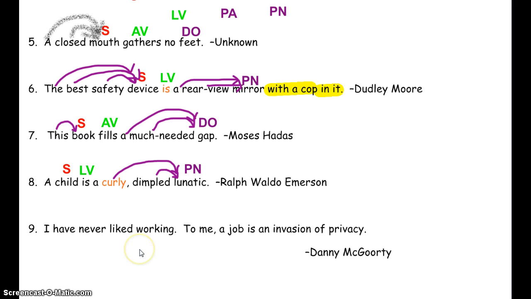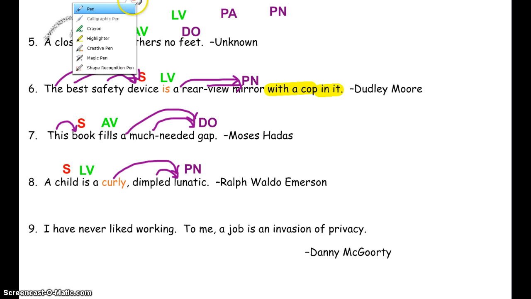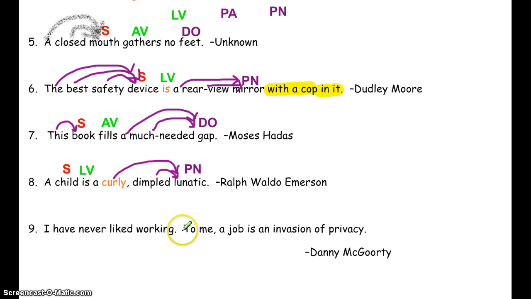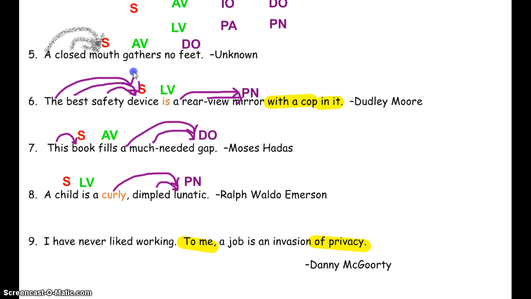I have never liked working. To me, a job is an invasion of privacy. I don't think anybody likes working. So let's see here. I see a prepositional phrase: to me. Oh, and I see another one: of privacy. So I have two sentences. I'm going to go back to that first sentence. I have never liked working. What's my sentence about? It's about I.